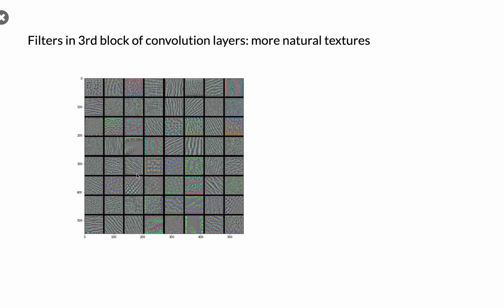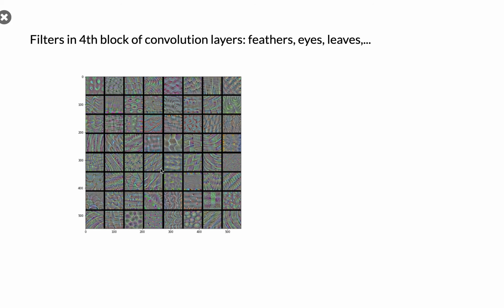Right? Here we have these, I don't know what this is, like circles happening in the images and so on. And in the fourth block, here we already see things like eyes. Right? This really looks like an eye. And we have here like scales or waves or other patterns, right? So we can see that it has learned to respond to certain patterns which occur often in real-world images.